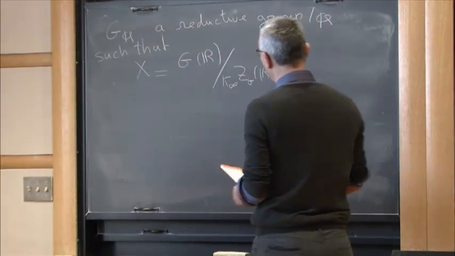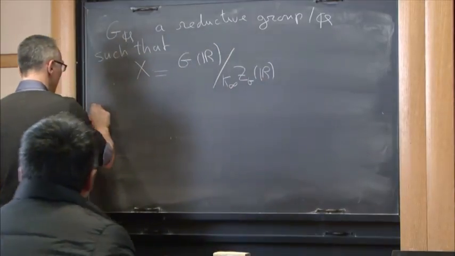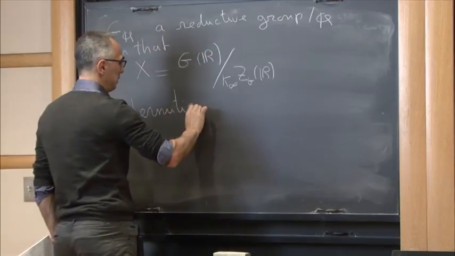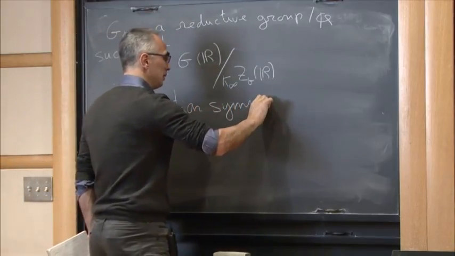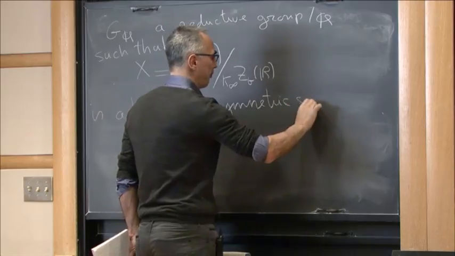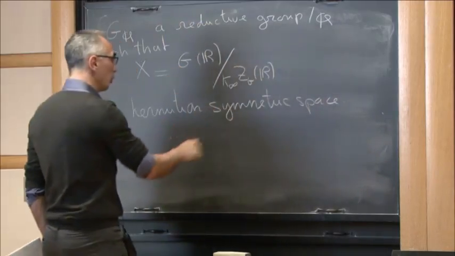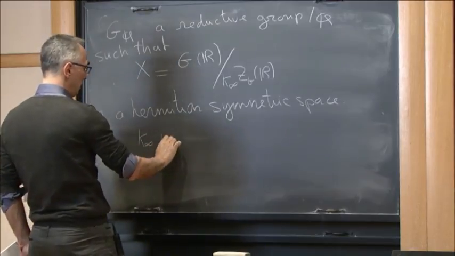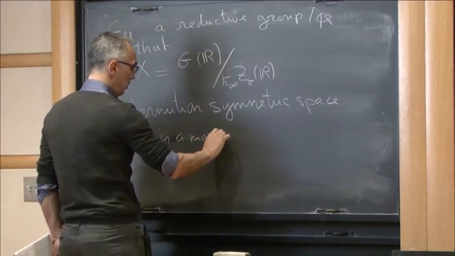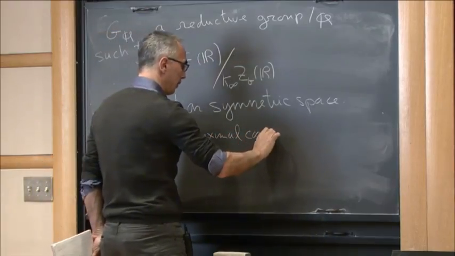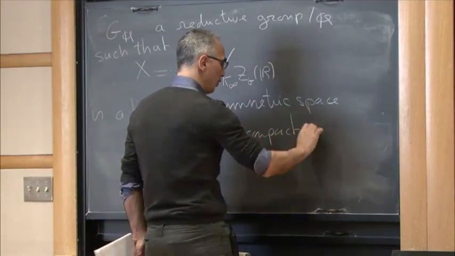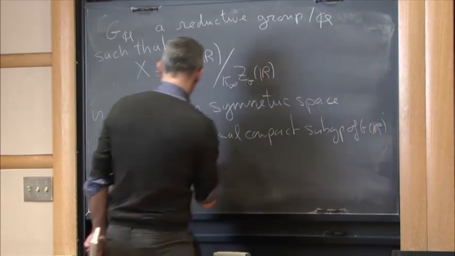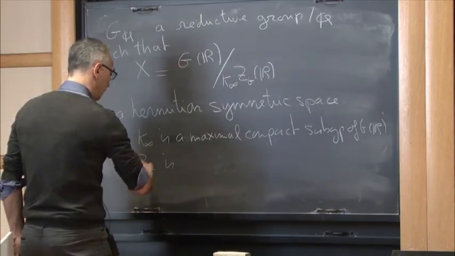So I assume that this is a Hermitian symmetric space. Where maybe K infinity is a maximal compact subgroup of G of R, and ZG is the center.